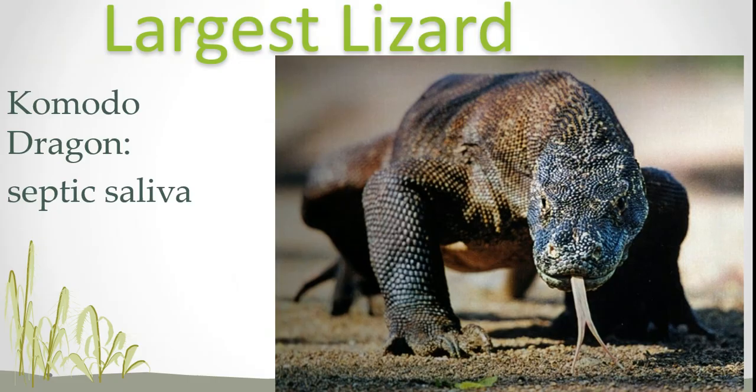And so you notice here it says septic saliva. They have some sharp teeth. Notice that tongue coming out. That tongue, like snakes, is coming out for the sense of smell. They're smelling and checking out their environment. But in their teeth, their mouth is very dirty. And what I mean by that, there's all sorts of crazy bacteria growing in their mouth.